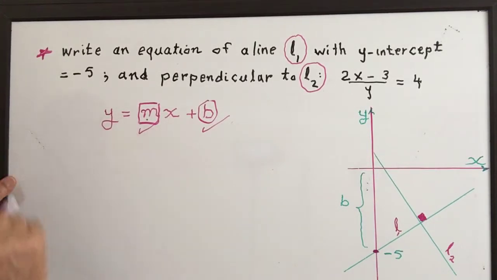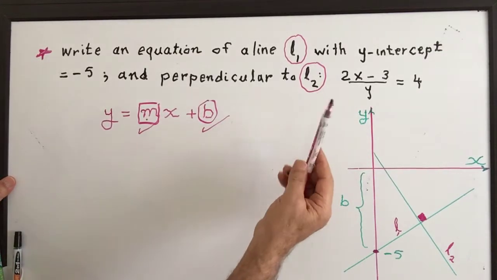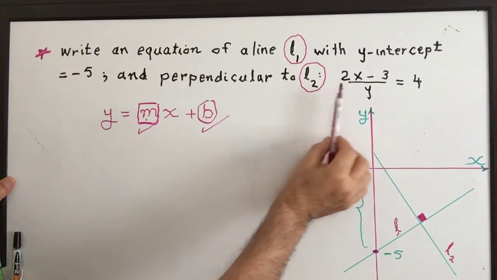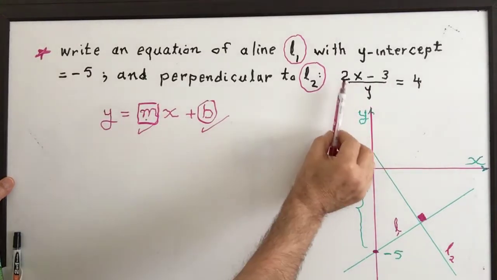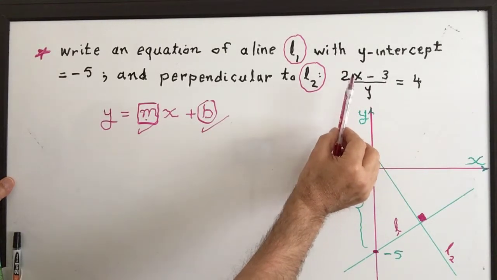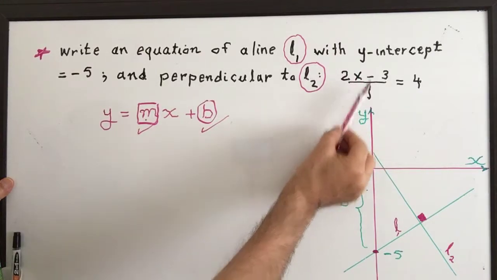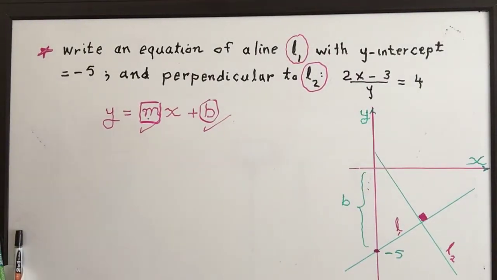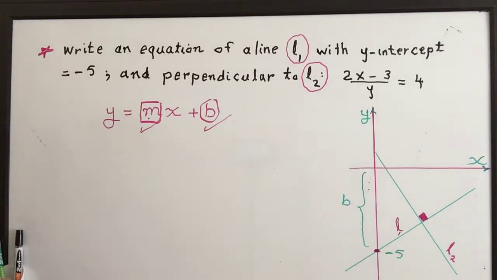How can we find the slope? From the given information about the line L2, where its equation is known, we can find the slope of this line. Then, as it is perpendicular to L1, we can get the slope of L1. Let us start dealing with L2 to find its slope.